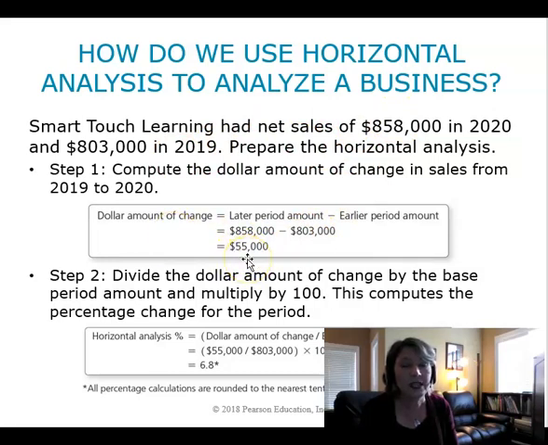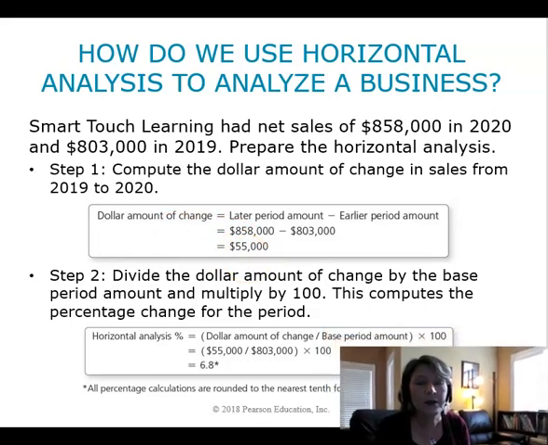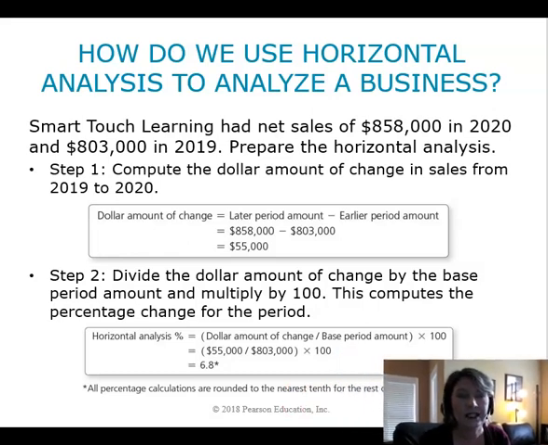That's going to be your numerator. Then you're going to divide that number by the oldest year. We call that the base year. So the oldest year was 2019, so your denominator is 803. So if you say 55,000 divided by 803, and then just times it by 100 so that it's in percent format, then you can see that it was a 6.8% increase. So what you could say then is that from 2019 to 2020, their sales increased by 6.8%. And that's what a horizontal analysis does.